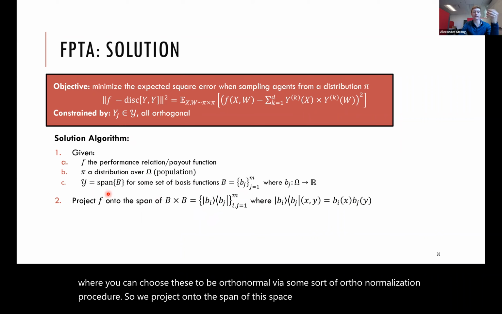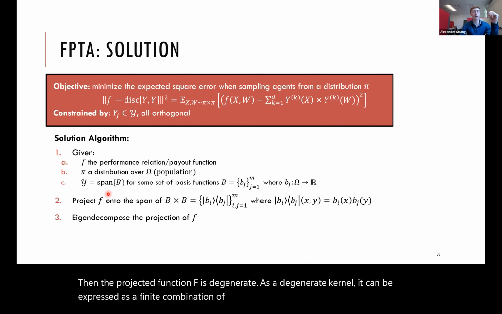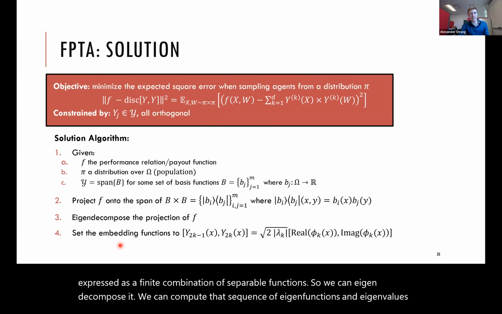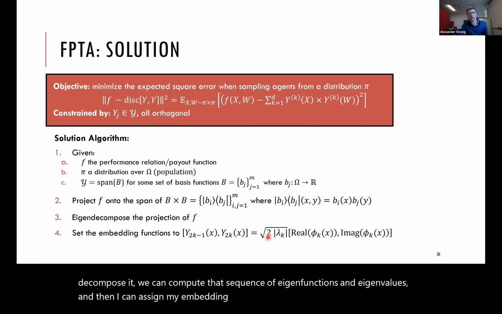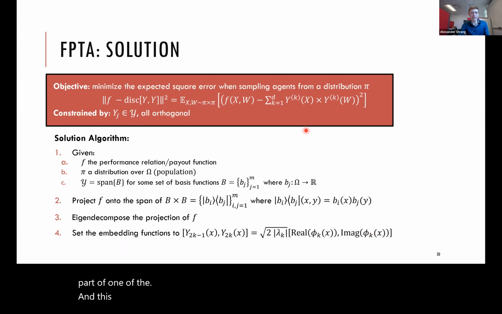This is like script Y cross script Y. Then the projected function F is degenerate. It has a degenerate kernel. It can be expressed as a finite combination of separable functions. So we can eigendecompose it. We can compute that sequence of eigenfunctions and eigenvalues. And then I can assign my embedding functions to be square root of 2 times the magnitude of an eigenvalue times the real part of one of the eigenfunctions and the imaginary part of one of the eigenfunctions. And this exactly solves this optimization problem.